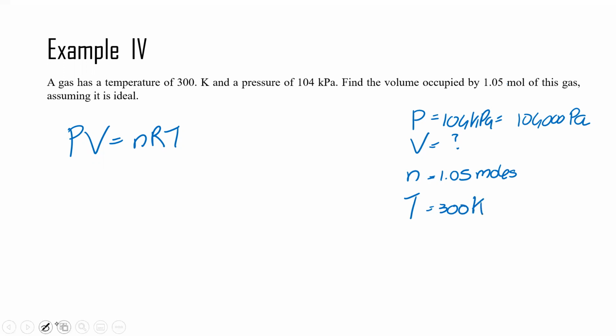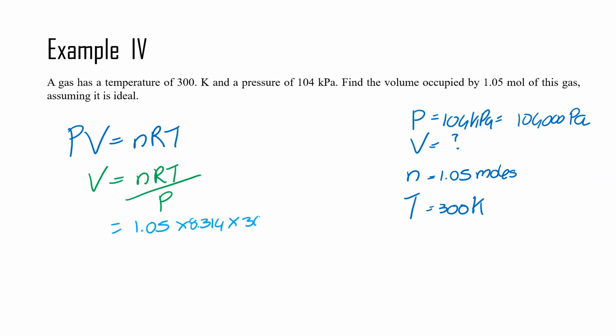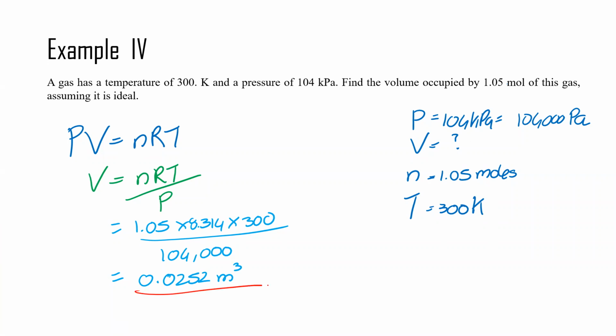So at this point, as I told you beforehand, I would prefer to make V the subject of the formula so that I would be able to just put in the numbers and see what happens. And once I do that, 1.05 times 8.314 times 300 all over 104,000 pascals, I will get a number of 0.0252 meters cubed. And that is your answer for this particular question.